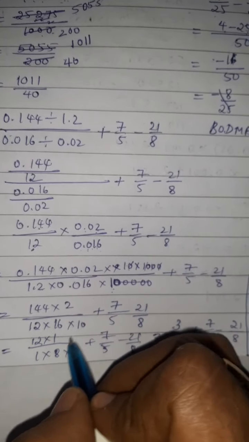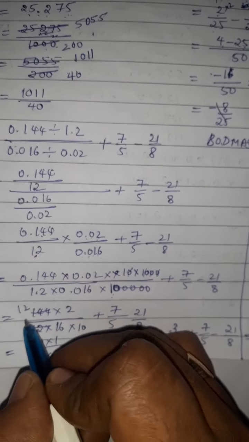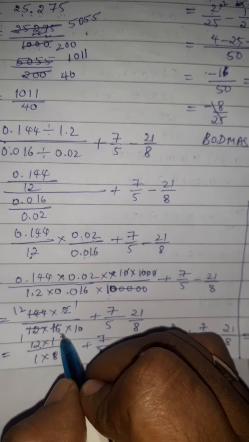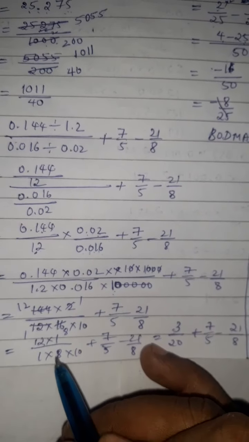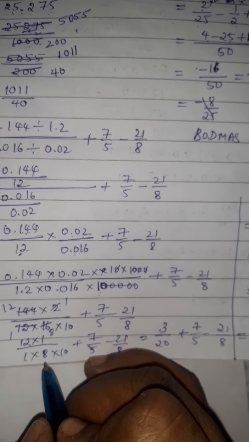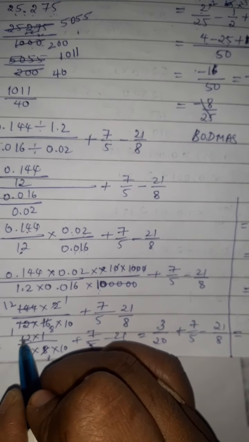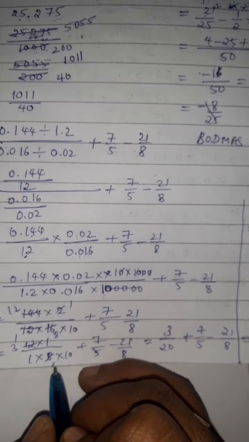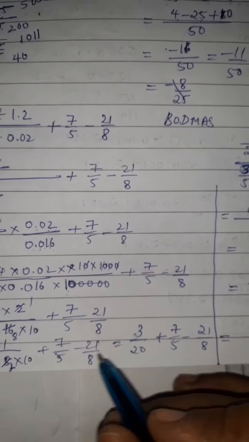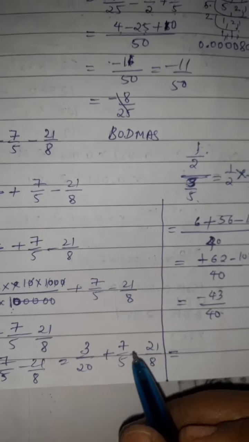And then again divide. 12 ones are 12, 12 12s are 144. 2 ones are 2, 2 8s are 16. So 12 into 1, 1 into 8 into 10. Again we are going to divide with 4 table. 4 2s are 8, 4 3s are 12. 3 divided by 20. 3 divided by 20 we get, plus 7 by 5 minus 21 by 8.